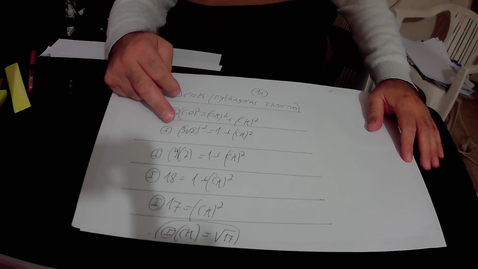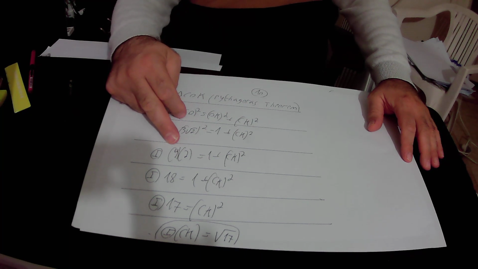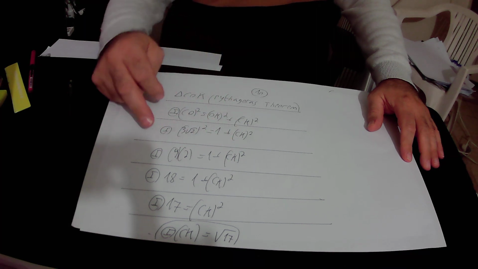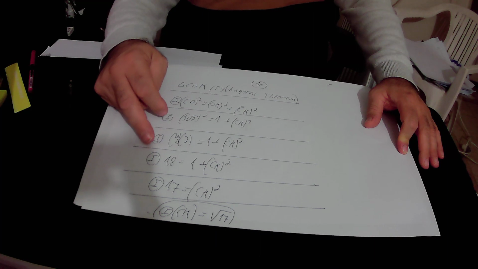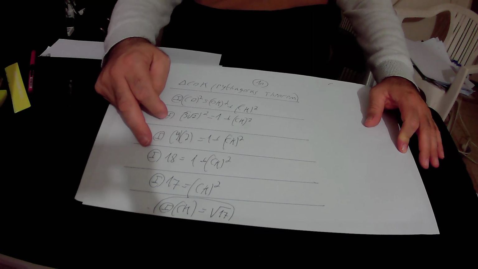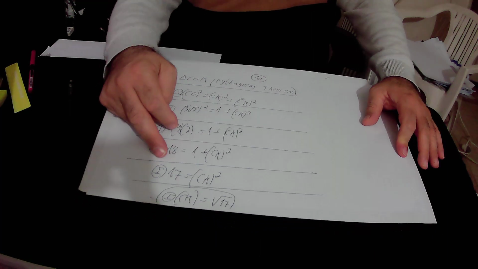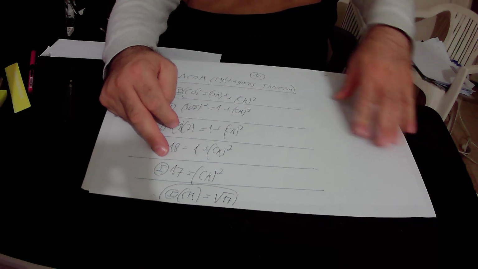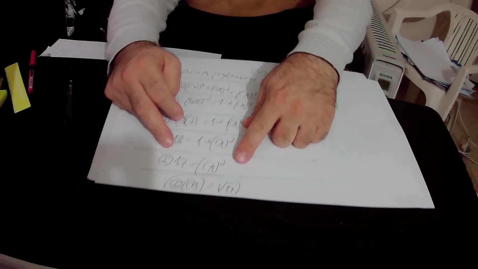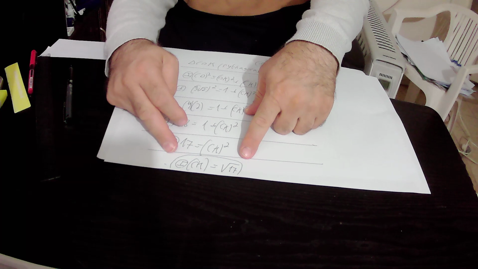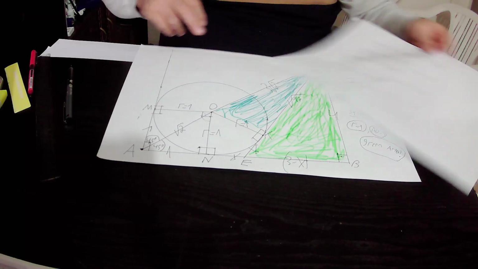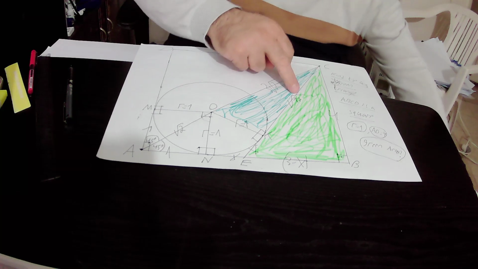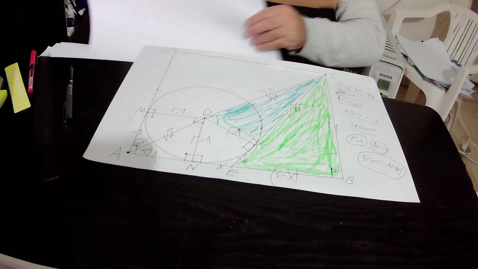3 times square root of 2, squared, is 9 times 2, which is 18. So 18 equals 1 plus CK square. We subtracted 1 from this equality, equation number 1. 18 minus 1 is 17. So we found out that 17 equals CK square. We took the root of this equation, and we got that CK equals square root of 17 units.